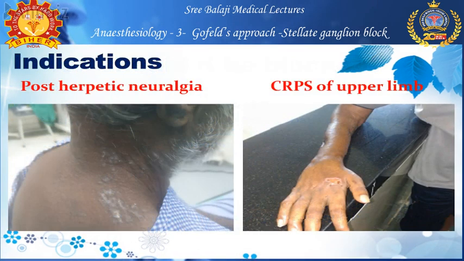In this picture we have two of our patients. On the left side, the patient had severe post-herpetic neuralgia which was refractory to conventional treatment. This patient benefited from the stellate ganglion block. The photo on the right side shows a patient suffering from complex regional pain syndrome of the right upper limb. This patient was also refractory to conventional treatment like NSAIDs and gabapentin. We gave the stellate ganglion block at an interval of 1 month, 4 times, and it helped that patient immensely.